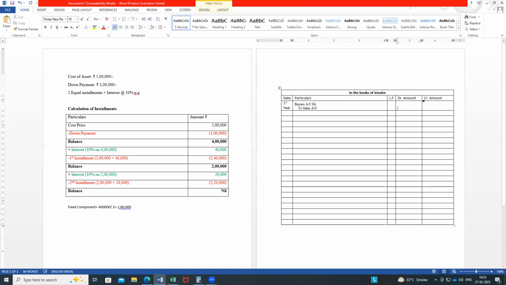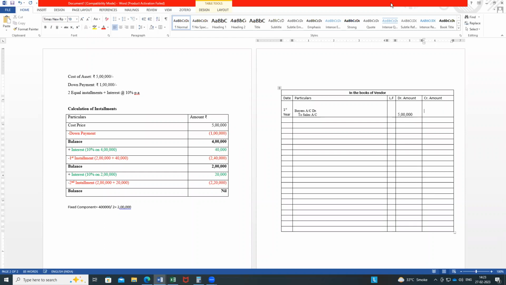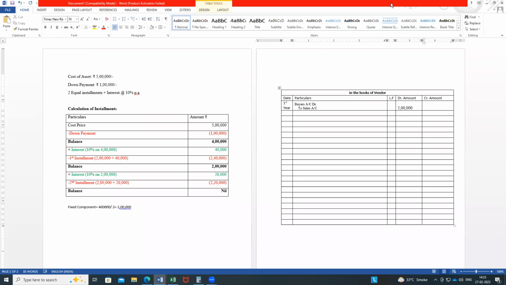नाउ वी हैव टू राइट बायर डेबिट में कौन सा अमाउंट होगा? 5 लाख. सेम अमाउंट डेबिट साइड में, और क्रेडिट साइड में. ओके, तो 5 lakh rupees at the debit side and 5 lakh at the credit side. So debit और credit में हमने ये लिखा.